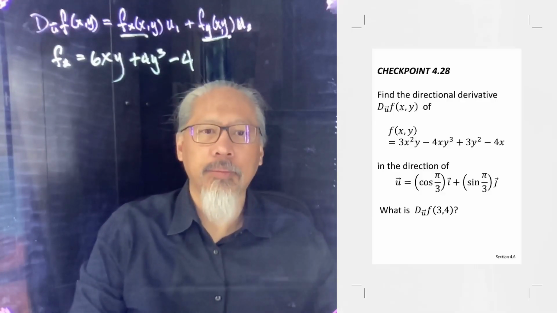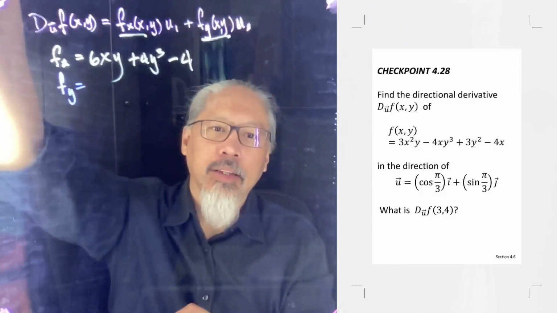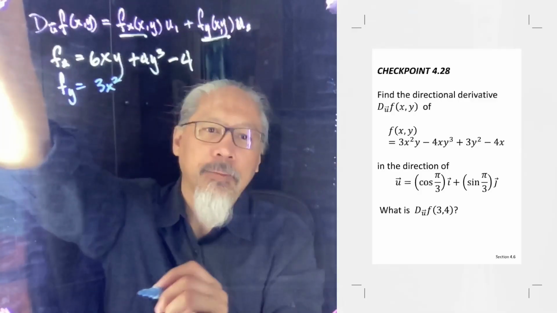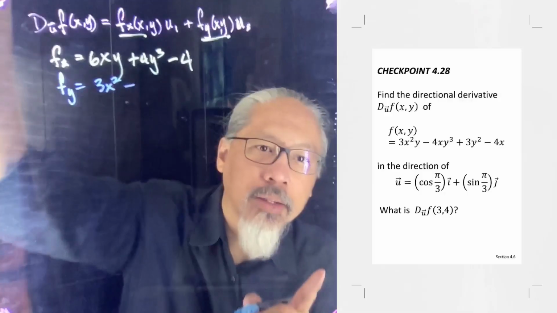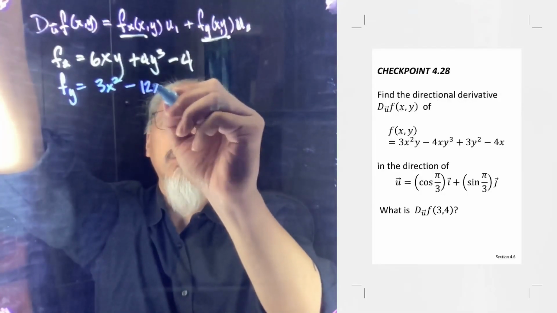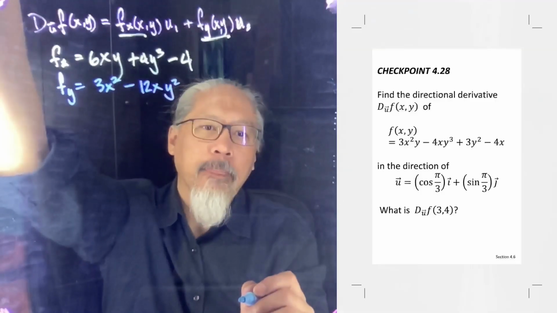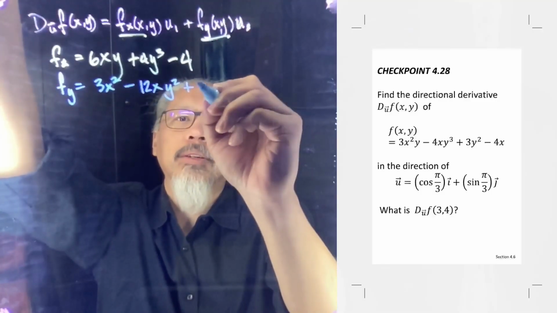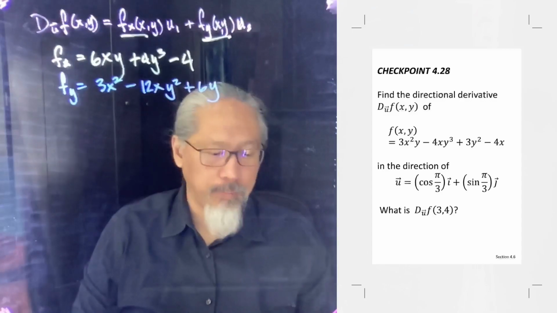Our second one would be f sub y, and that is equal to, with respect to y, 3x squared minus the y cubed, so that's going to be 12, x is constant, y squared. And then we have 3 times 2 is 6 times y, and then 0 after that.